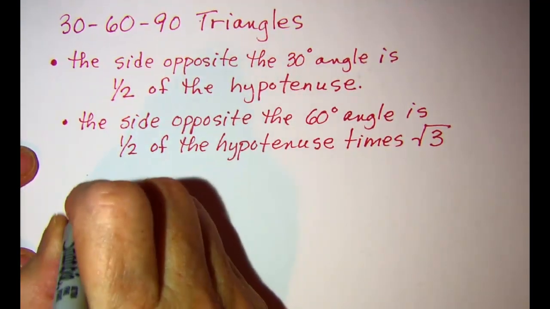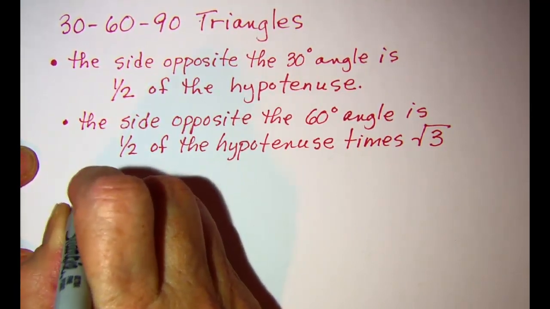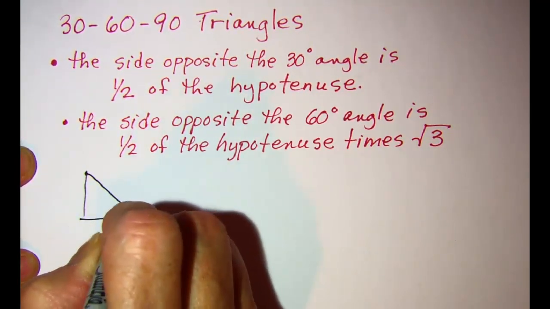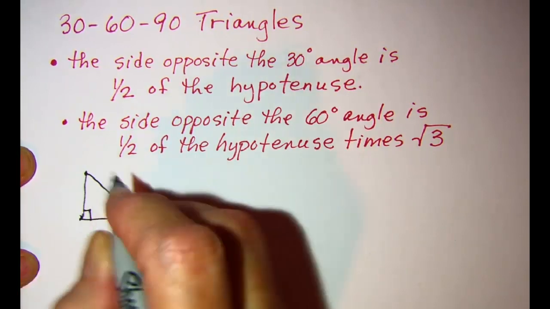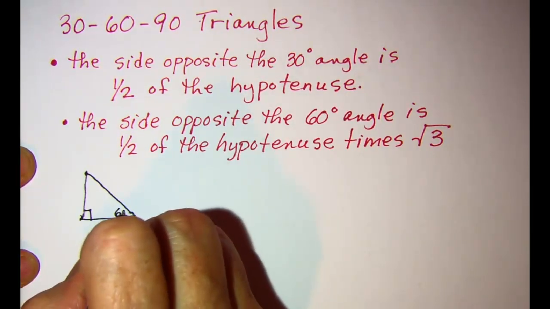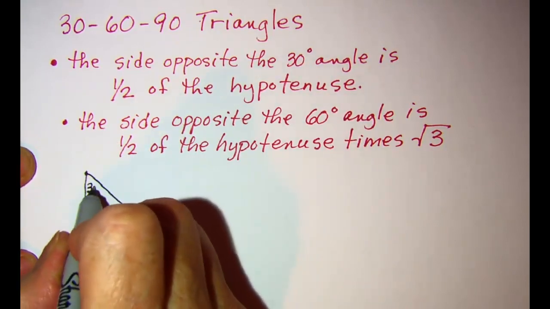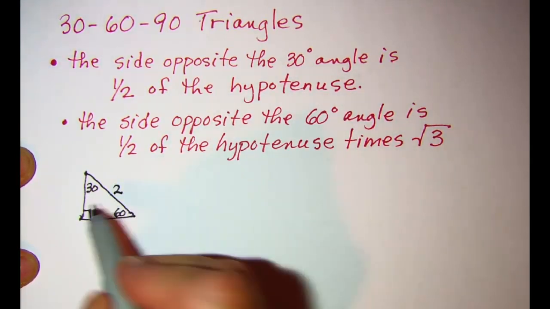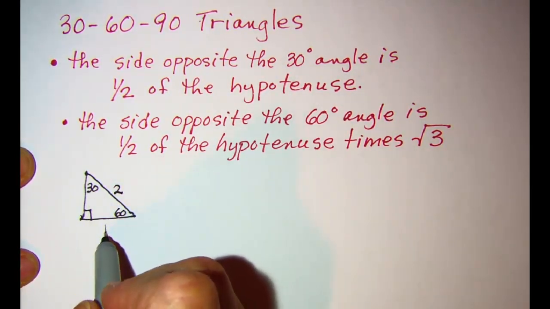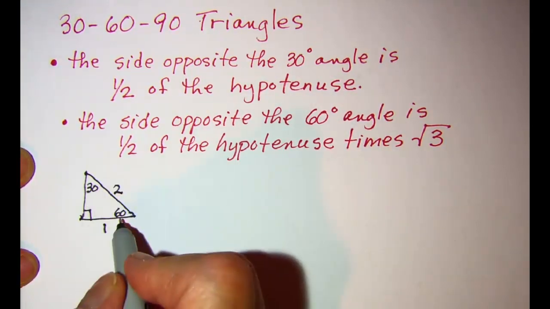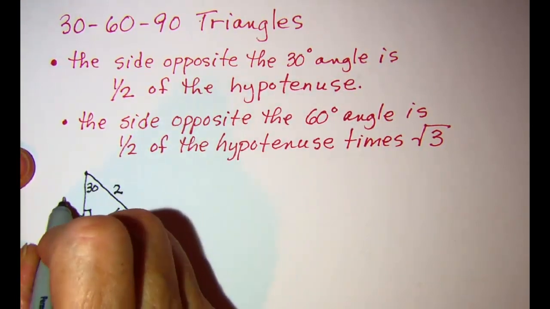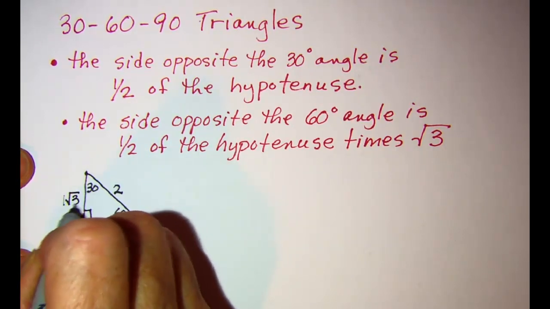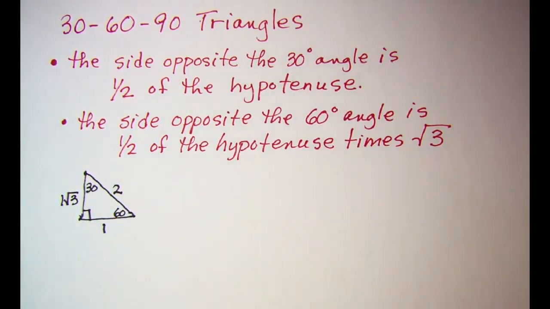So our relationship for a 30, 60, 90 triangle is basically, if the hypotenuse is 2, the side opposite the 30 will be half of that, so 1. The side opposite the 60 will be 1 times the square root of 3. Now let's look at a few triangles before we do some trig.